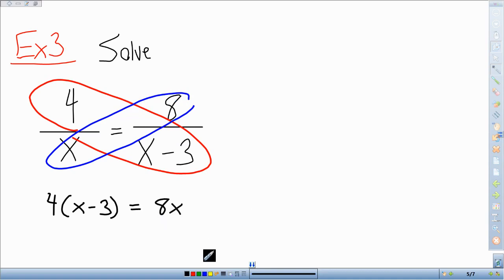Okay, so we have one of these multi-step equations. We got variables on both sides. You guys remember whenever you see parentheses and we have distribution, that's normally the first thing you'll want to worry about. So let's go ahead and distribute that: 4 times x, 4x, 4 times negative 3, negative 12, equals 8x.